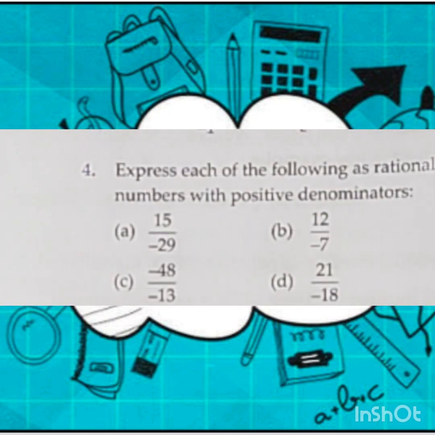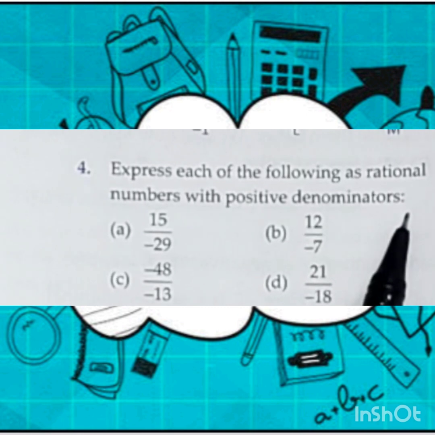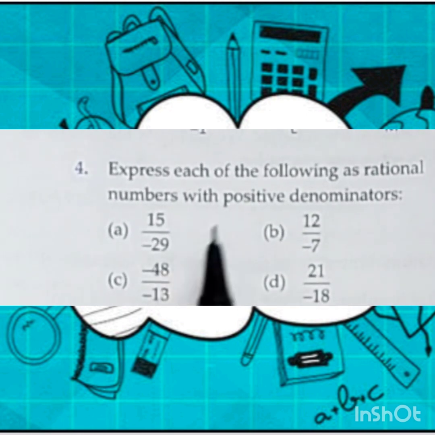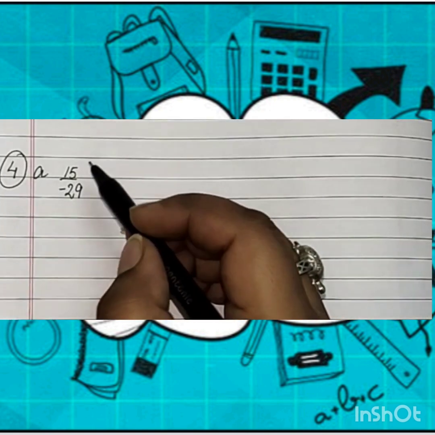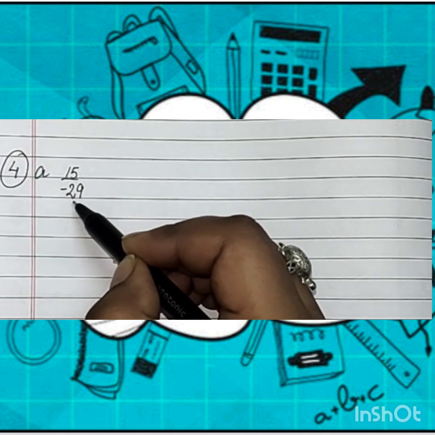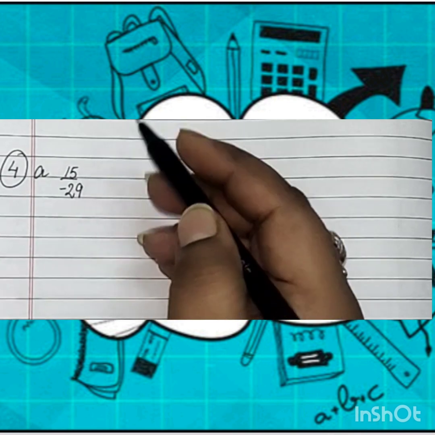Now question number 4, in which we have to convert negative denominators into positive denominators. मीन्स जो रेशनल नंबर हमें गिवन है उनके नेगेटिव डिनोमिनेटर्स दिए हैं और उन्हें हमें पॉजिटिव बनाना है. In rational number 15 upon -29, denominator is negative and we have to convert this denominator into positive sign.